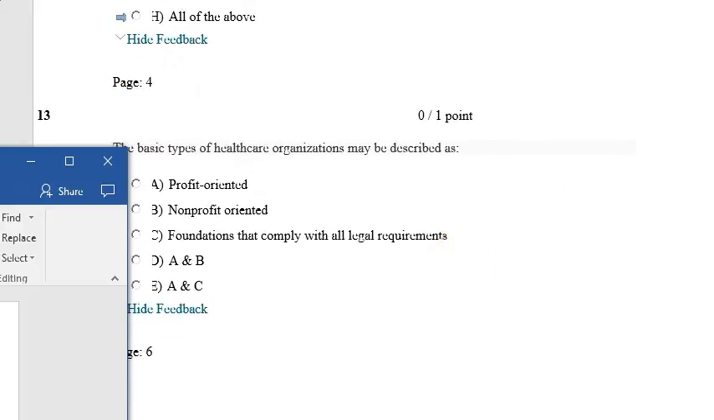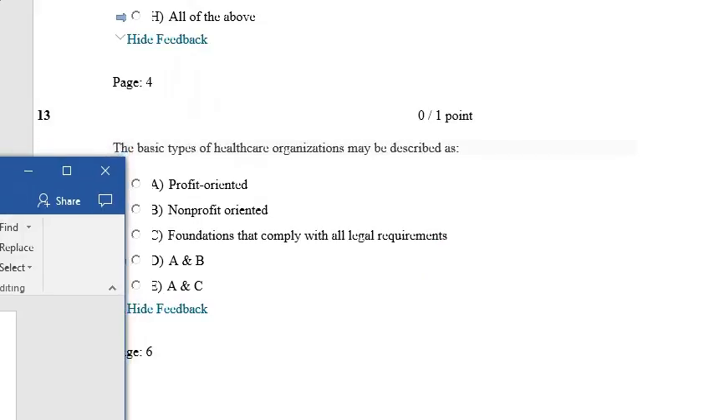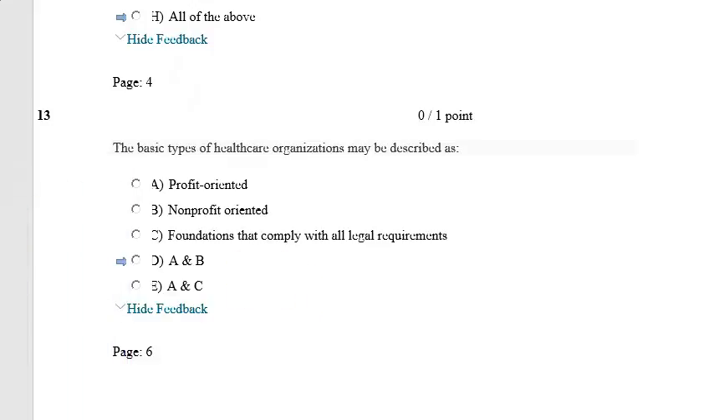And our last one, our last review question, let me just scoot this down a bit. The basic types of healthcare organizations may be described as profit-oriented, okay, non-profit-oriented, sure, yeah, we have those too, right? We have for-profit hospitals and not-for-profit hospitals, hospital systems. That's true. Foundations that comply with all legal requirements. What is that? That kind of doesn't make any sense. But A and B definitely do make sense, and they fit an answer, answer D, and we may do the reveal here, and answer D is the correct answer.